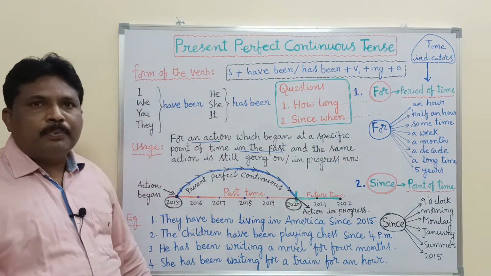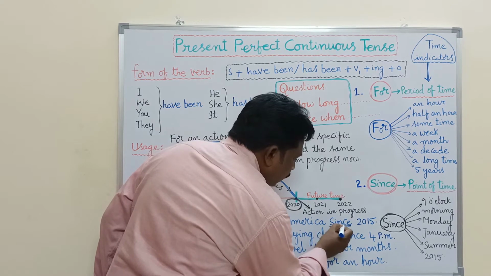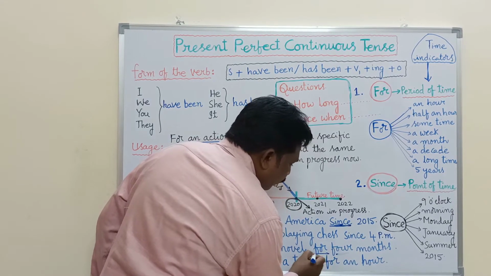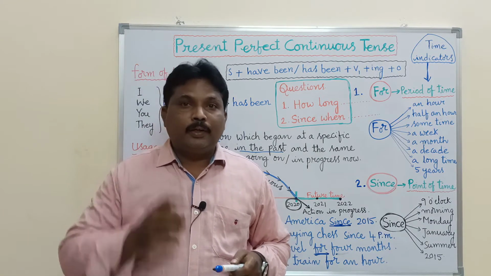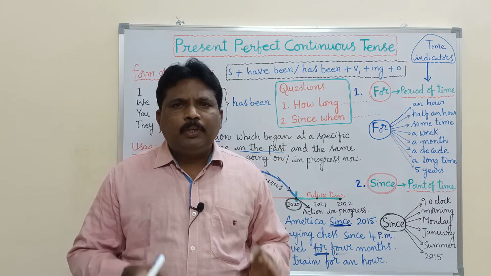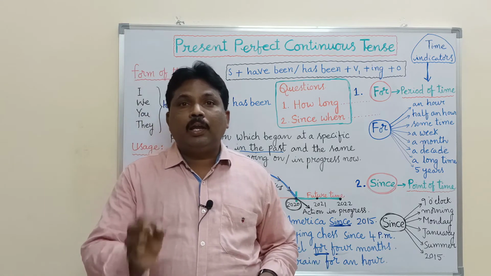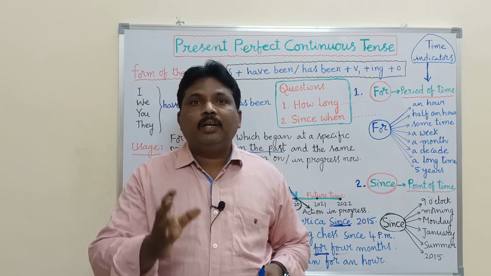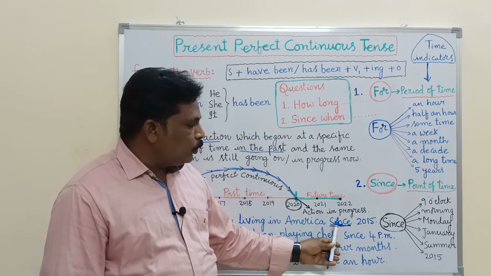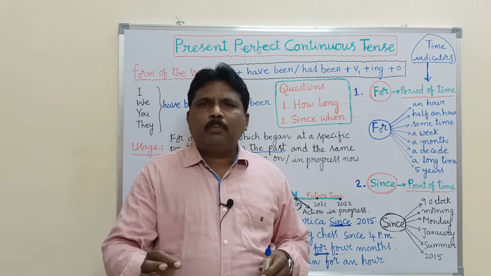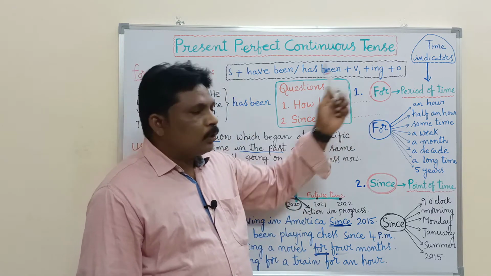In these 4 examples, we have seen 2 time indicators. One is since, another one is for. These 2 time indicators are used in present perfect continuous tense. My dear students, from the examination point of view, while writing the answers, these time indicators will help you identify the tense. Accordingly, you can write the right form of the verb of a particular tense. Whenever you come across since or for, most probably the answer will be in present perfect continuous tense.